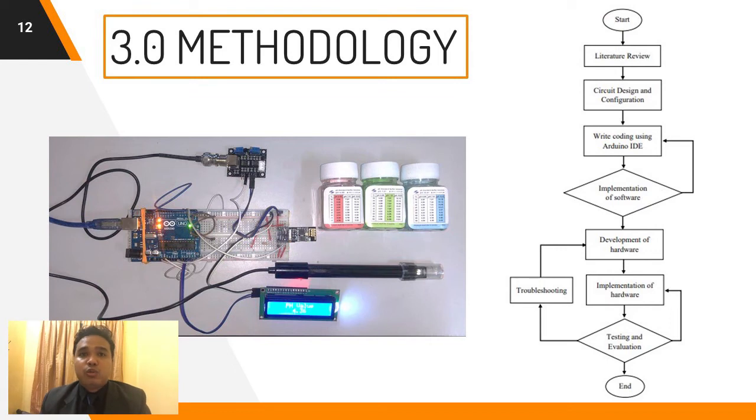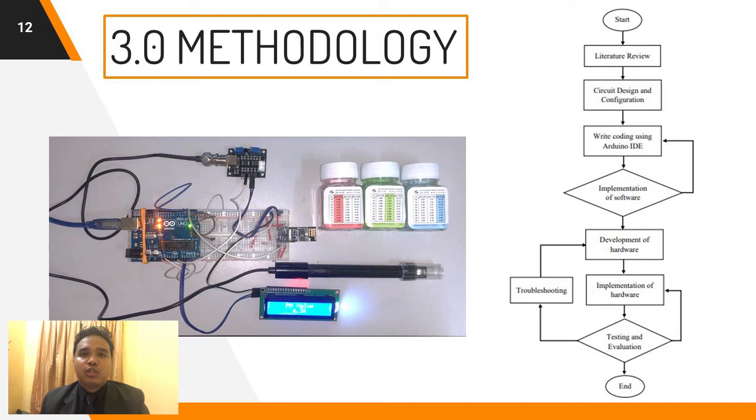Okay, let's continue with the methodology of the project. As we can see here, it is the flow chart of the methodology. We start the project with finding the literature review regarding the topic. Collect the journals, books or articles related to the topic and extract out the related data and cite it with the references. After the literature review is done, I can start with the circuit design and the configuration of the project.